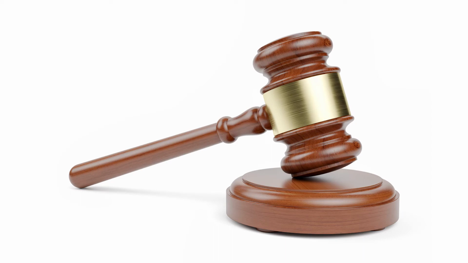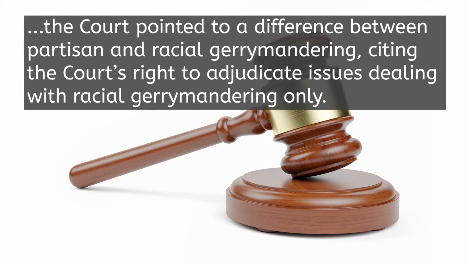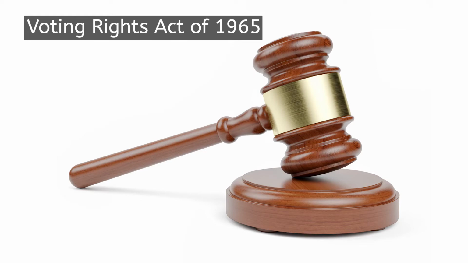However, in the majority ruling, the court pointed to a difference between partisan and racial gerrymandering, citing the court's right to adjudicate issues dealing with racial gerrymandering only. Check out the PDF for a discussion of racial gerrymandering and modern debate around updating the Voting Rights Act of 1965.